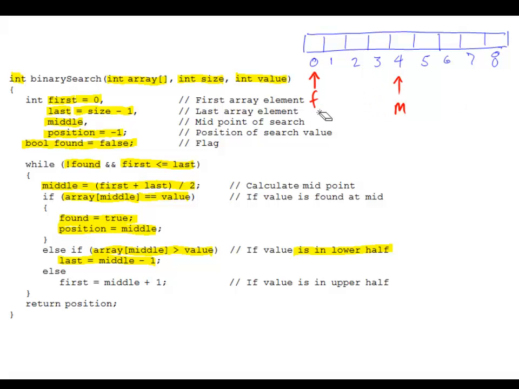Otherwise, if the value that we are looking for is going to be found in the upper half of the array, then we want the first variable to mark this location, and we would leave the last variable where it was. Well, that's what happens in the else clause here. It assigns first = middle + 1. When the loop finally finishes executing, the function returns the value in the position variable, and that variable will hold either a -1, which indicates that we never found the value in the array, or it will hold the subscript of the value.